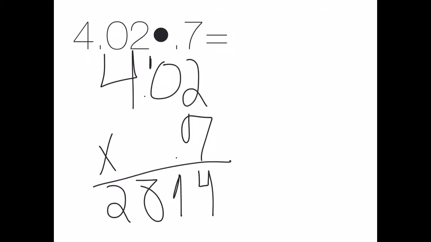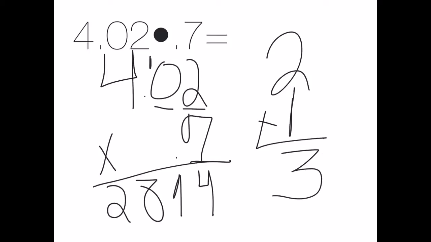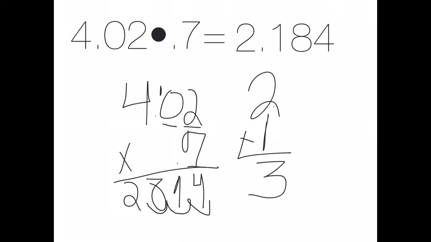Now, in order to place the decimal, you must add the decimal spots. Since there is 1, 2, and 1 decimal, you add them up. 3. That's how many places you move the decimal. So now your answer is 2 and 184 thousandths.